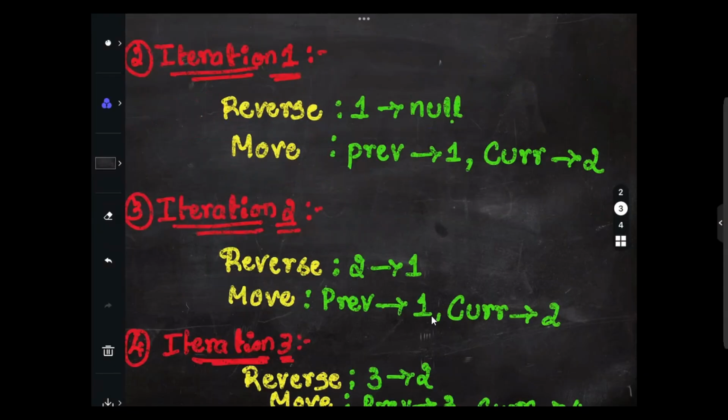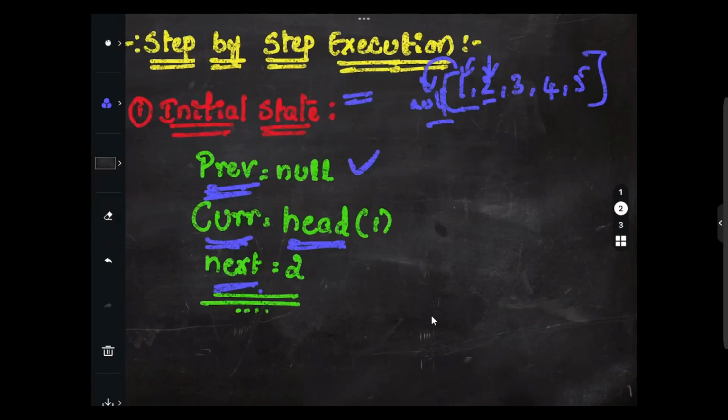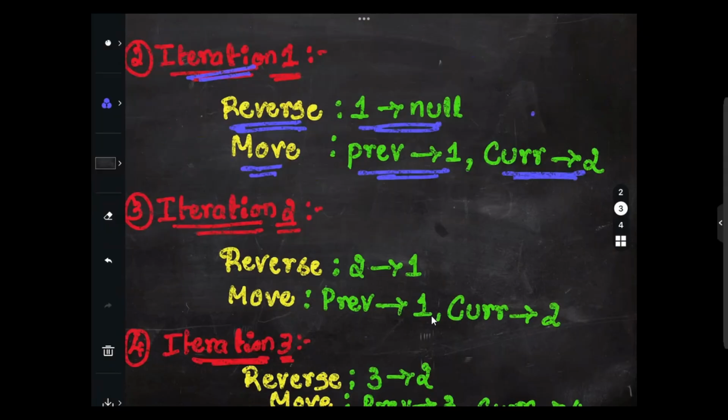Let's move on with the iterations. As we are going with the iterative pointer reversal approach, in the first iteration we reverse 1 to null, so 1 will point to null. We move previous to 1, current to 2, and next becomes 3.